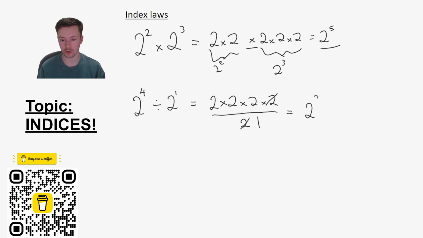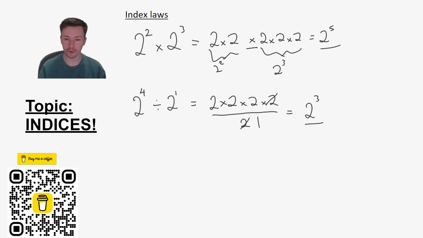that's the same as 2 cubed. And so we can see from here that it's kind of the opposite, or inverse if you like, of the multiplication rule. So multiplication rule, you add your powers to get the power of your answer. And division rule, you subtract your powers. 4 take away 1 gives me 3. So if you divide, you subtract your powers.